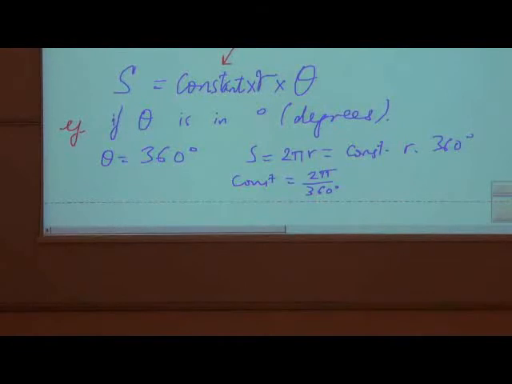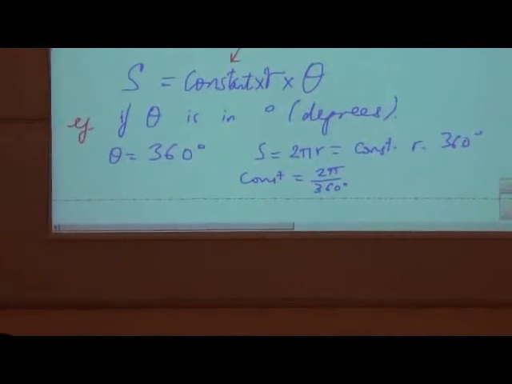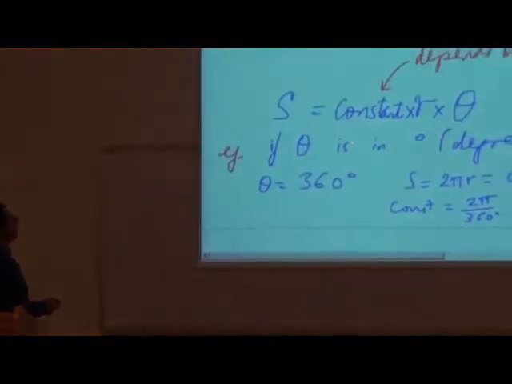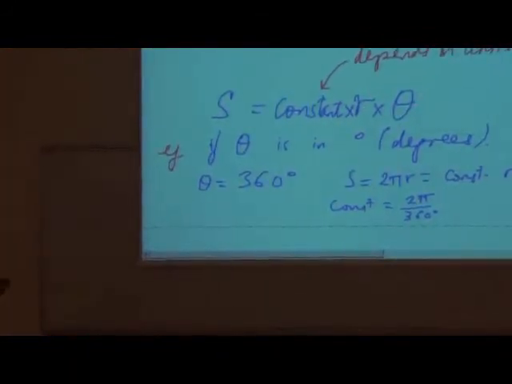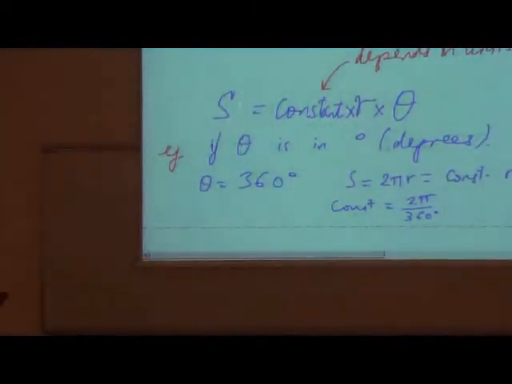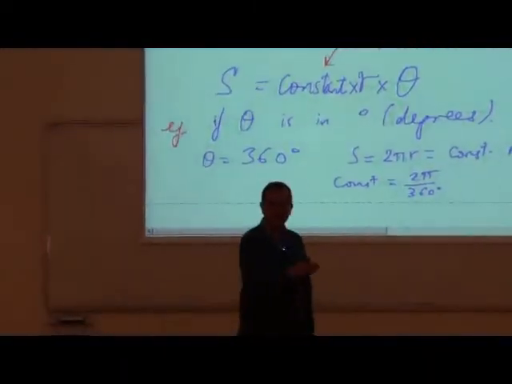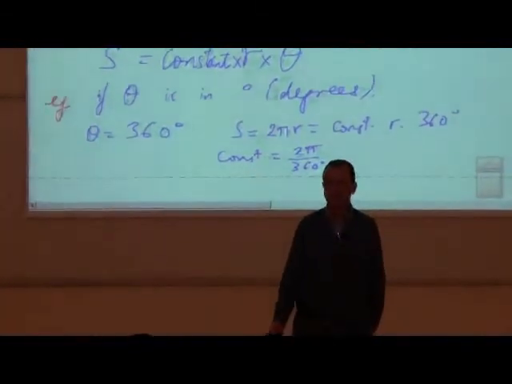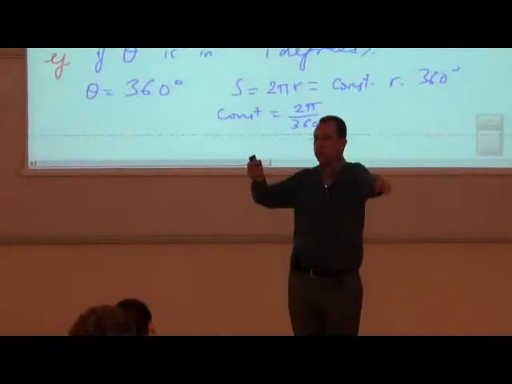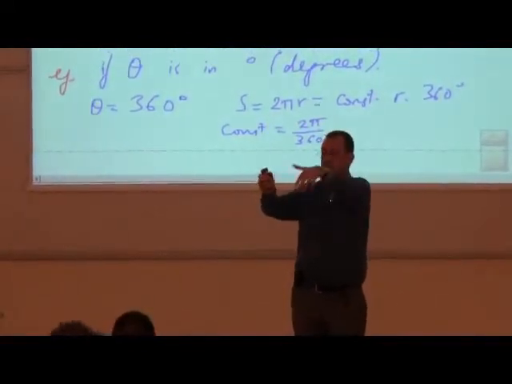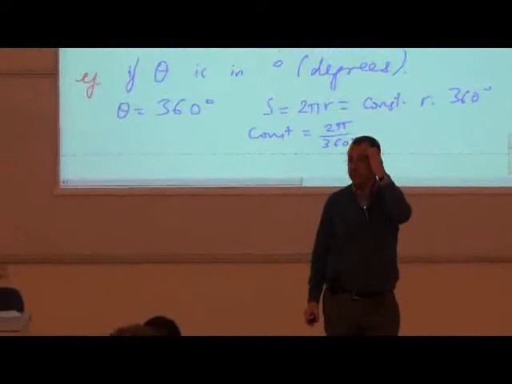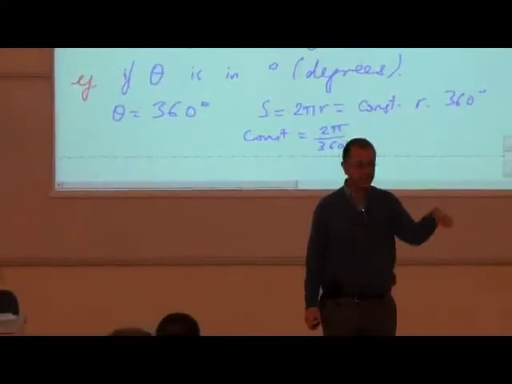What is S in that case? It is the full circle. Okay? So, S equals 2 pi r equals this constant times r times 360 degrees. Okay? So the constant is 2 pi over 360 degrees. Right? That's your formula for distance if your units of angle are degrees.